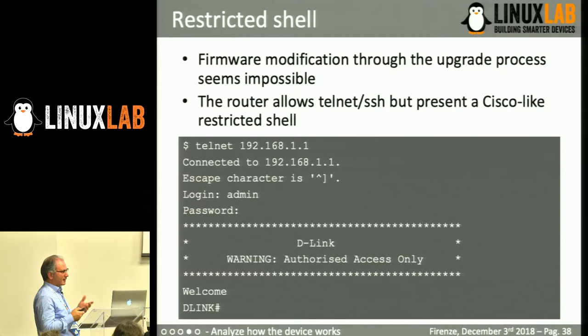Analyzing the router and the initialization scripts, the router has a telnet interface with a restricted shell. The restricted shell has a Cisco-like interface. Cisco-like means that if you type help, you get a list of all the commands available, and if you start typing something and press tab, the command is auto-completed and the possible options are shown.